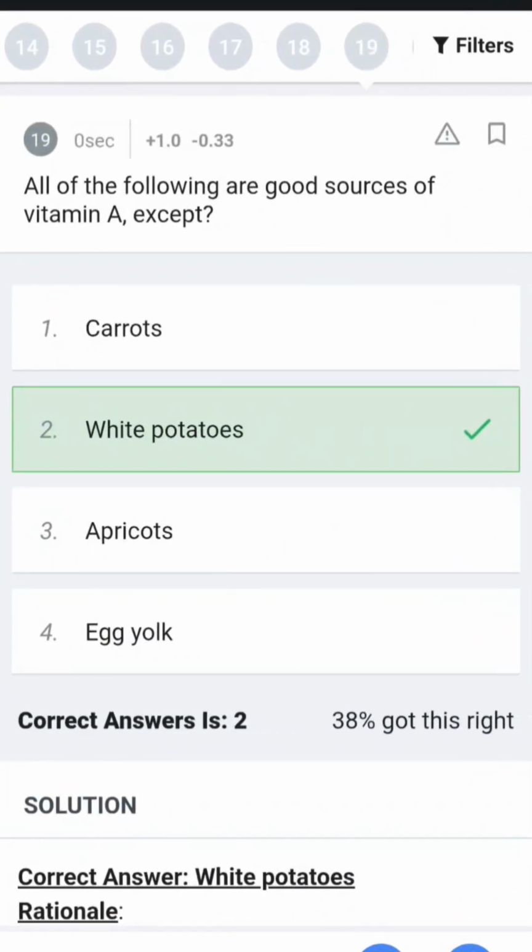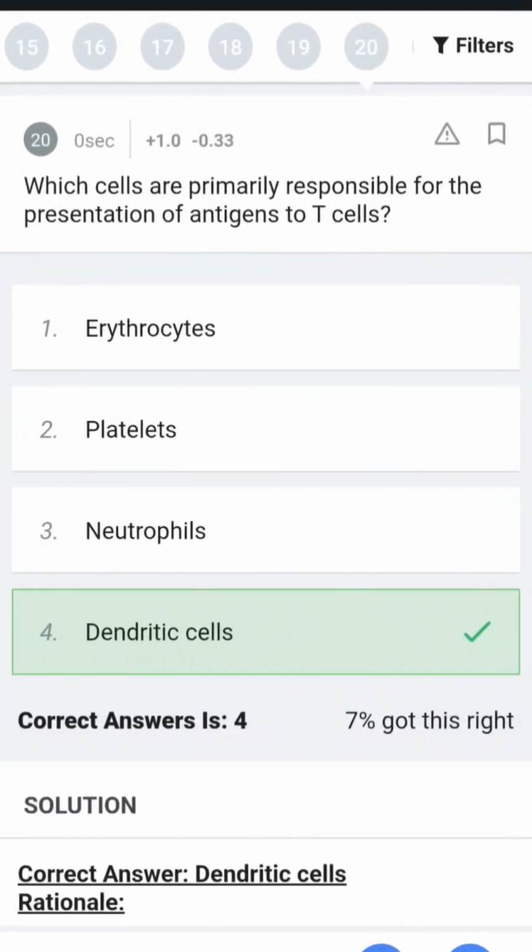Question number 19. All the following are good source of vitamin A except. Correct answer is white potatoes. Question 20. Which cells are primarily responsible for the presentation of antigen to T cells? Correct answer is dendritic cell.